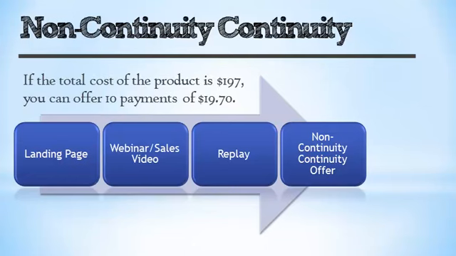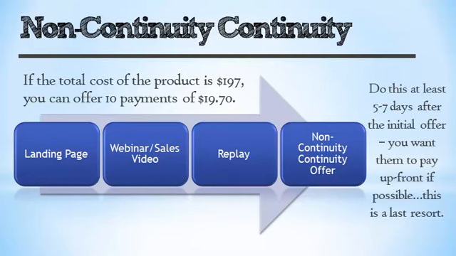So here's how it works. If the total cost of your product is $197, for example, what you do is you offer to let them pay in 10 payments of $19.70. You do this about 5 to 7 days after the initial offer. So you want them to pay up front if possible. You know, you'd rather get the $197 up front. But what you can do is have them buy the product and then pay it off in 10 installments of $19.70. So what that does is if 100 people take that, now you're going to make $1,970 every single month without doing any extra work.